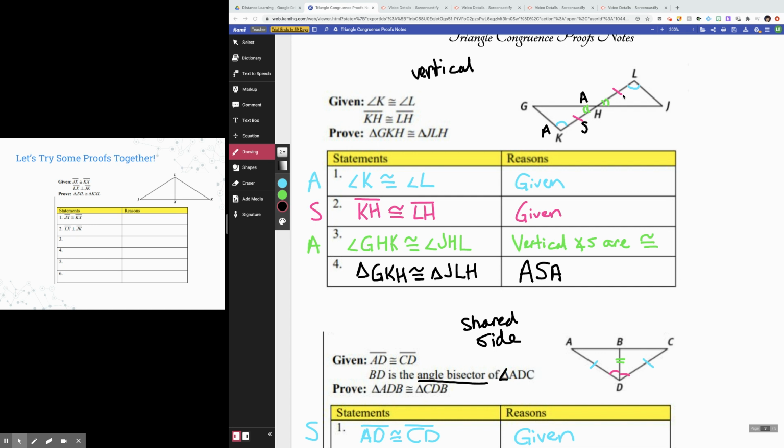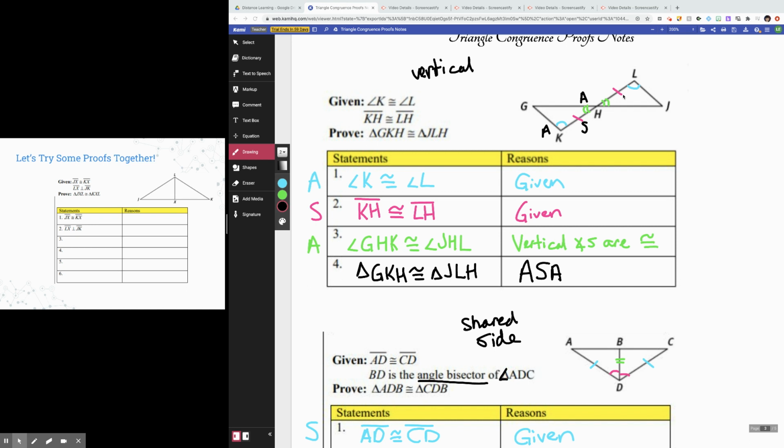vertical angles that you can see in the actual diagram, right? Which is marked in green there. Okay, so whenever you see vertical angles, it's usually a good idea to go ahead and mark them. Because most of the time you're going to need them. So I have angle GHK is congruent to angle JHL, and the reason I gave is because vertical angles are congruent, or you could have said like definition of vertical angles or something along those lines. Or you could have really just said they're vertical angles. Any of those would be fine.